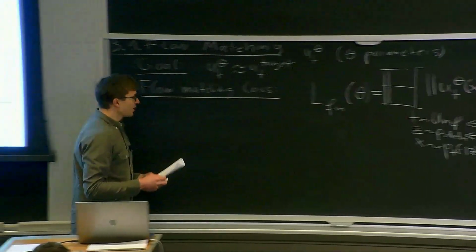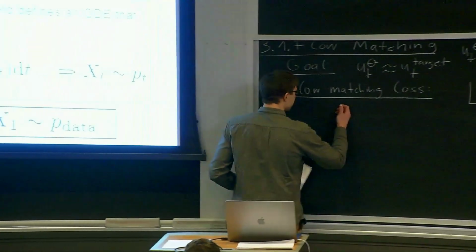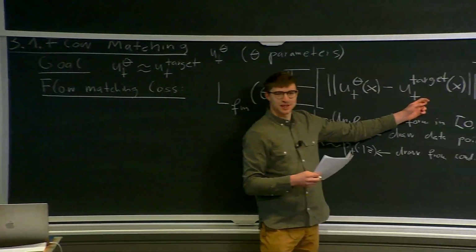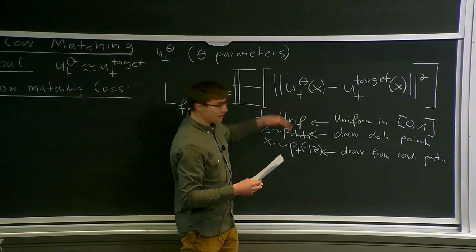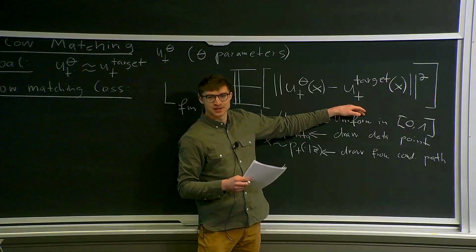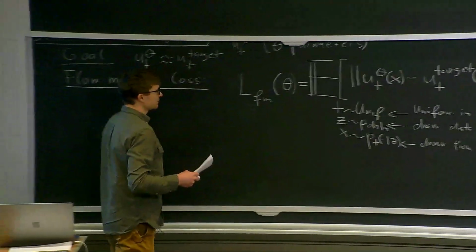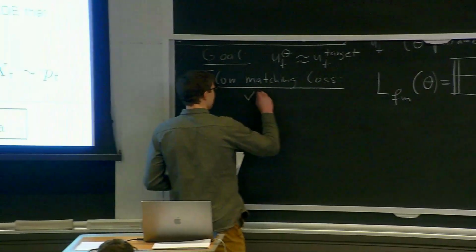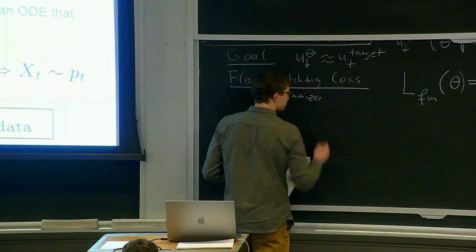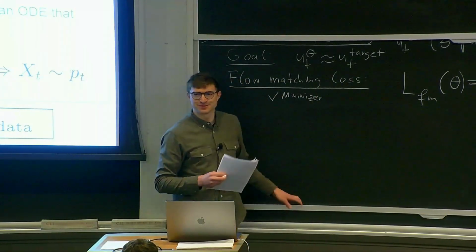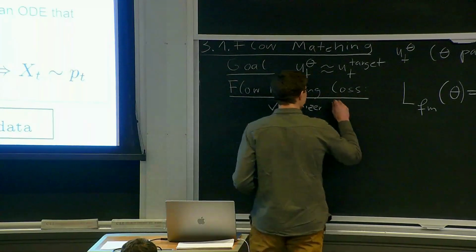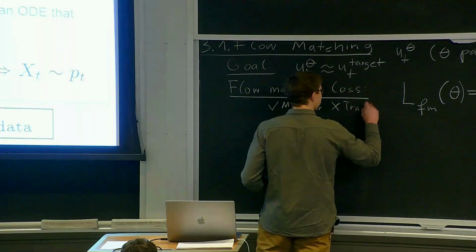So what's the minimizer of this loss? The minimizer of this loss is this. A mean square error is always non-negative, and it's 0 if and only if this equals this. So the minimizer of this object is what we want. Great. The question is now, is this tractable? The answer is no. And that's a bit sad, but it's actually not a problem, as we'll see in a second.